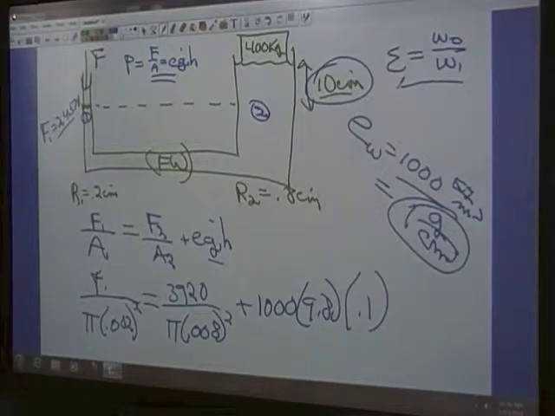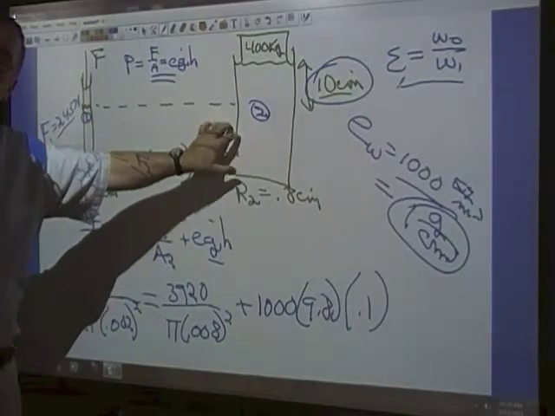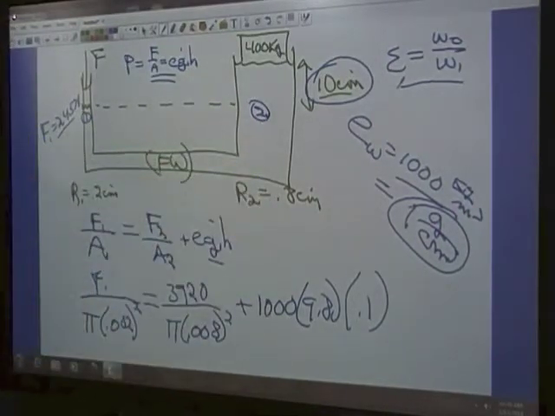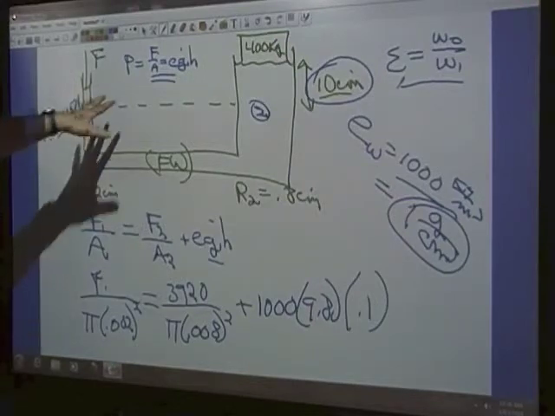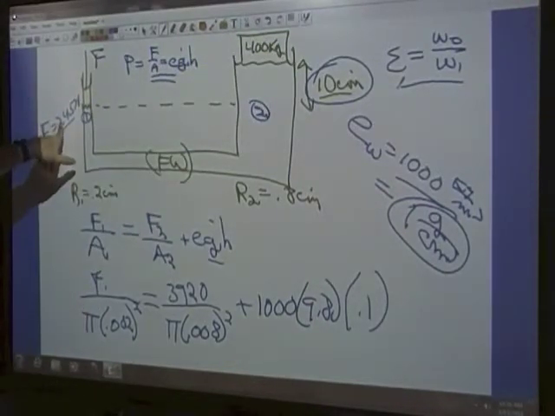It has a nice mechanical advantage. What's the mechanical advantage of this? Mechanical advantage equals what over what? It's stamped on the side of every machine box. Force out over force in. So what's the mechanical advantage of this? 4,000 over 245. That's a very high mechanical advantage.